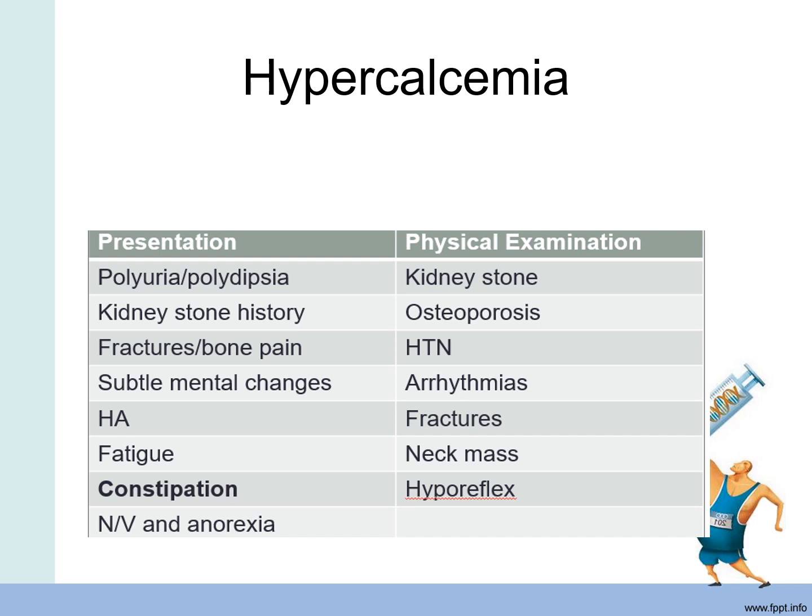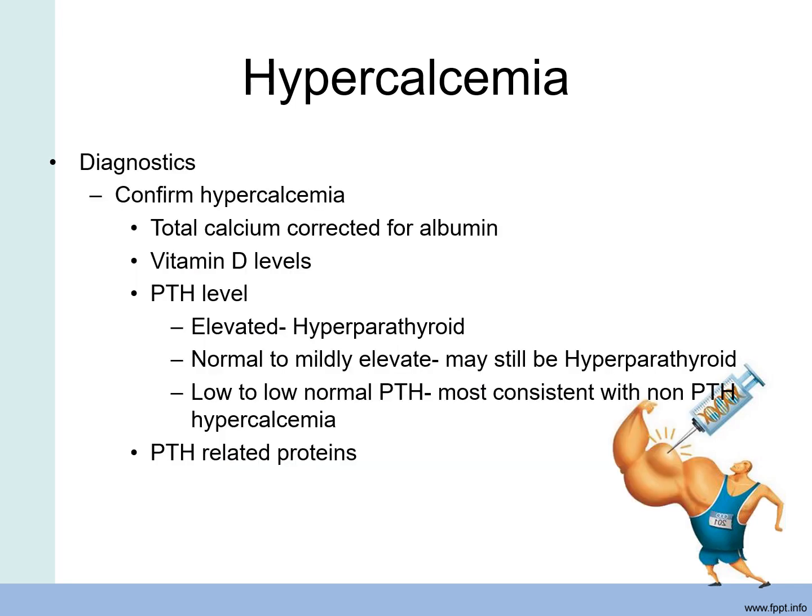They may have a neck mass if they have some adrenal gland hyperplasia. Their reflexes may not be as sharp as they typically are. Constipation can occur in these patients as well. So we need to confirm their hypercalcemia. When we see it in a blood draw, we need to do it again, make sure that it is correct. And we might have to correct for albumin.